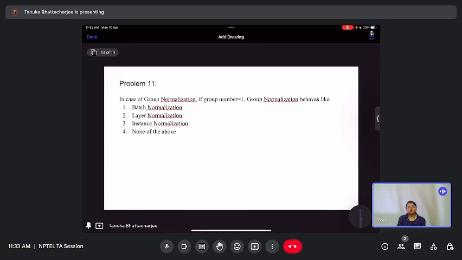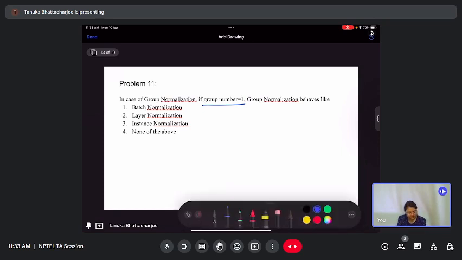In case of group normalization, if group number equal to 1, group normalization behaves like: batch normalization, layer normalization, instance normalization, none of the above. So here your group number is 1, so you have only one group. So if you have only one group, all your channels should belong to that group itself.